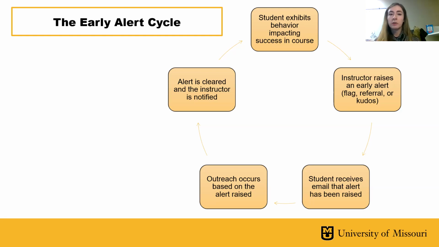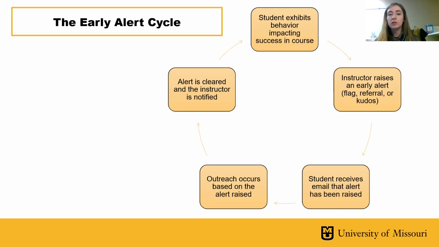Based on those behaviors that the instructor notices, they raise an early alert in the system. All of those early alerts include the flags that we talked about in the last screen. We also have referrals to the tutoring and writing centers. And then we also have kudos for students that you have noticed are doing a great job or have improved, maybe had a failing score on exam 1 but brought up their grade significantly, and just praising those behaviors that you're noticing are contributing to their success.